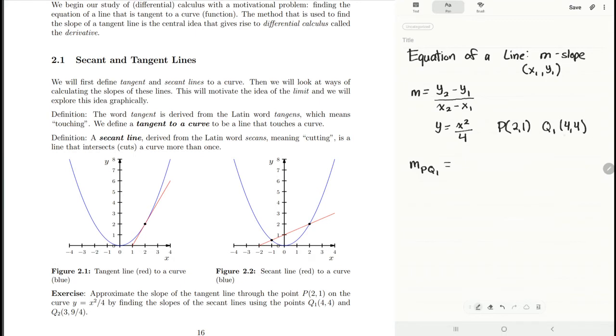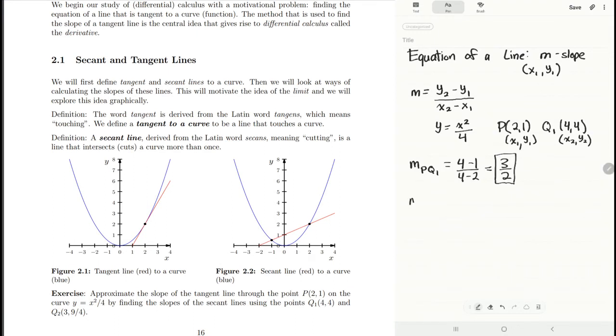So we can call the coordinates (4, 4) our x2, y2, and (2, 1) is x1, y1. So we can determine the slope. We have 4 minus 1 divided by 4 minus 2, which gives us 3 over 2. So the slope of the secant line between P and Q1 is 3 over 2.